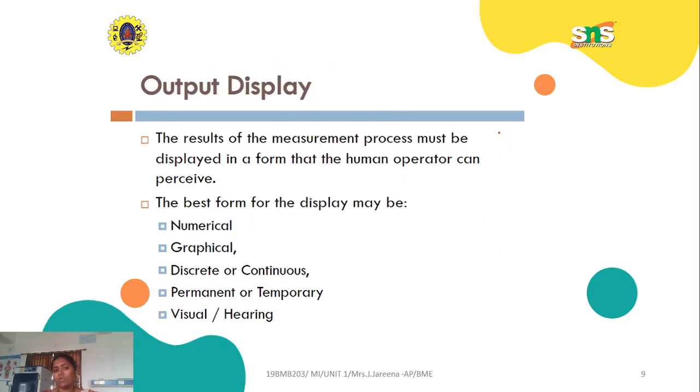And then output display is very important, because whatever we are doing, we are going to have some representation in the form of a graph or image and so on, so that we will have some conclusion, some inference about what we are trying to do. The output display again takes many forms: numerical display, graphical, discrete or continuous form, permanent or temporary type, or visual or hearing. So these are the different forms of output we can have in designing.